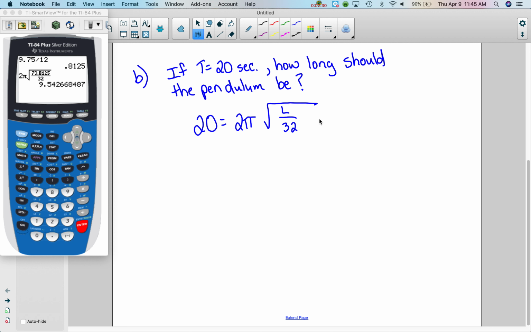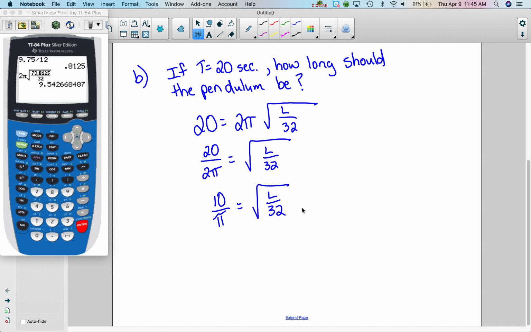To do that, the first thing you have to do is isolate the radical. So we're going to divide by 2 pi. We're going to have 20 divided by 2 pi equals the square root of L over 32. And I can reduce that to 10 over pi, but I don't want to use the pi yet on my calculator until I'm ready to solve it because I don't want to round. I just reduced the 20 over 2.